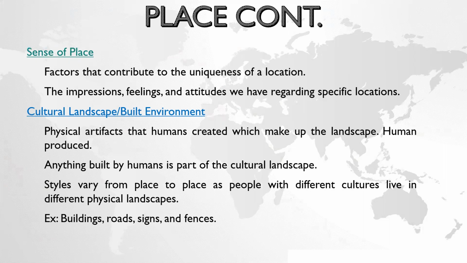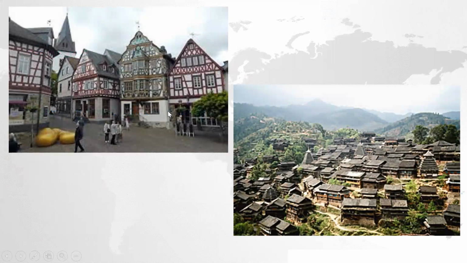And of course, right, not every place is the same, right? Styles vary upon places, right? Because of different cultures, right? Different physical landscapes. So that creates different cultural landscapes, right? If you look at Germany, for example, look at the town, a traditional town, right, compared to that of China, right, the built environments.